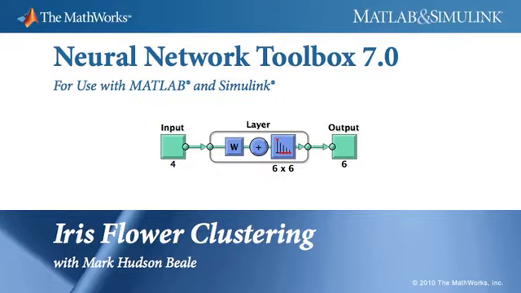This demo introduces the Neural Network Clustering tool, which can be used to group data with similar characteristics. This tool designs self-organizing maps to cluster input data and arranges the clusters so that similar clusters are adjacent to each other in the map. We will use a self-organizing map to cluster iris flowers based on their attributes.